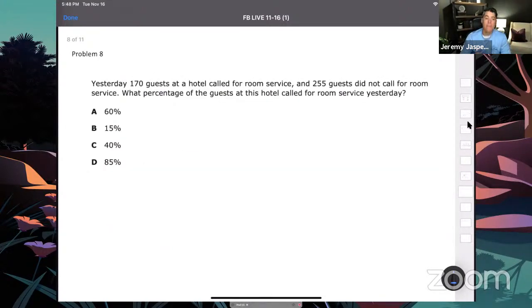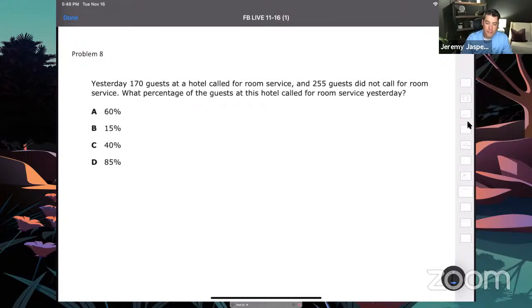All right. Yesterday, 170 guests at a hotel called for room service, and 255 guests did not call for room service. What percentage of the guests at this hotel called for room service yesterday?